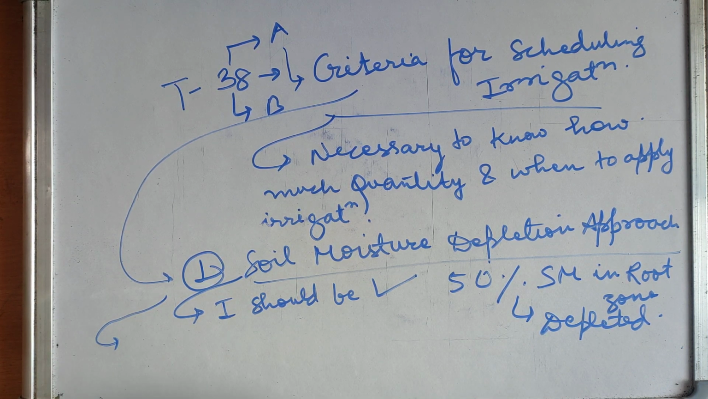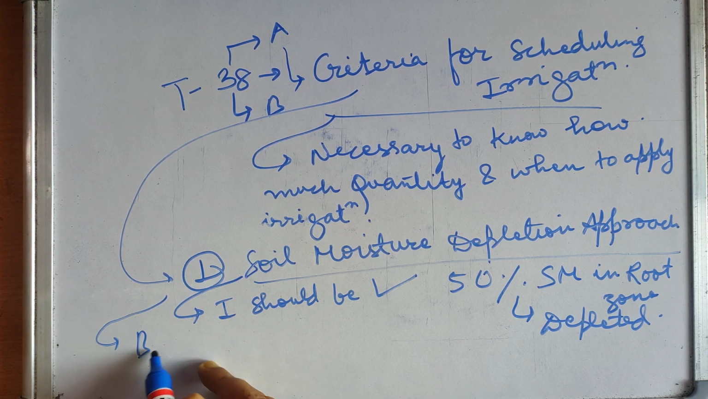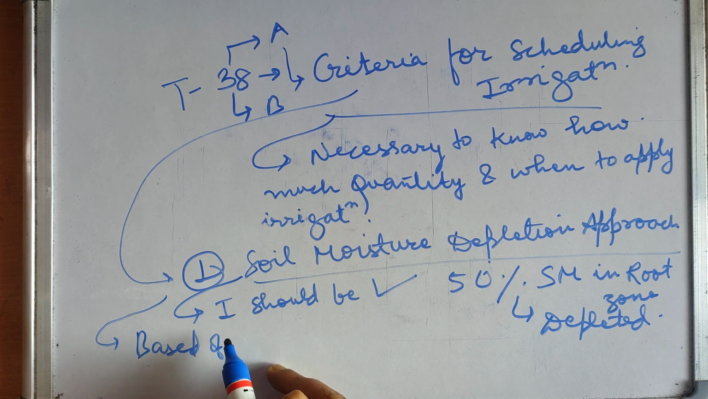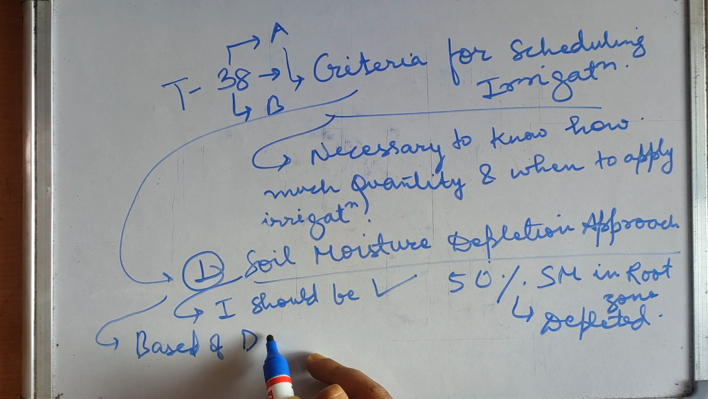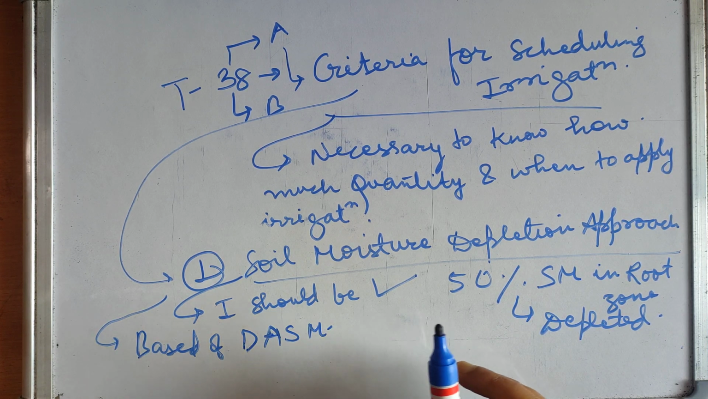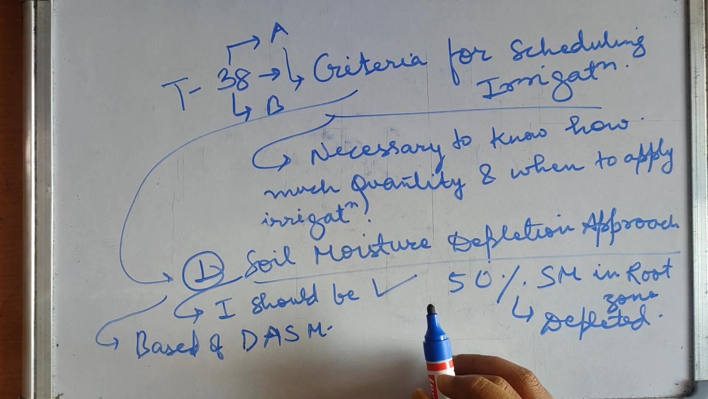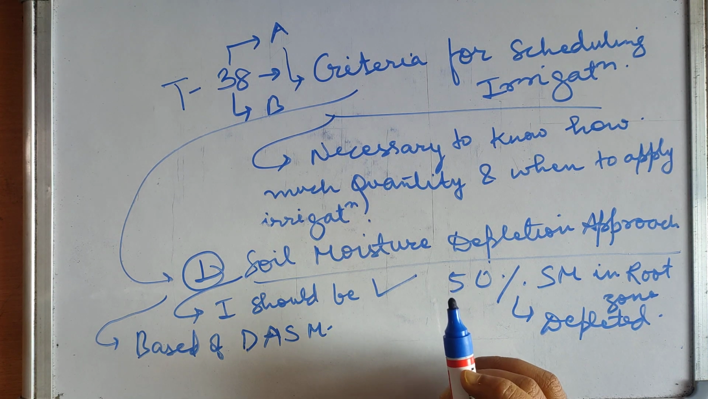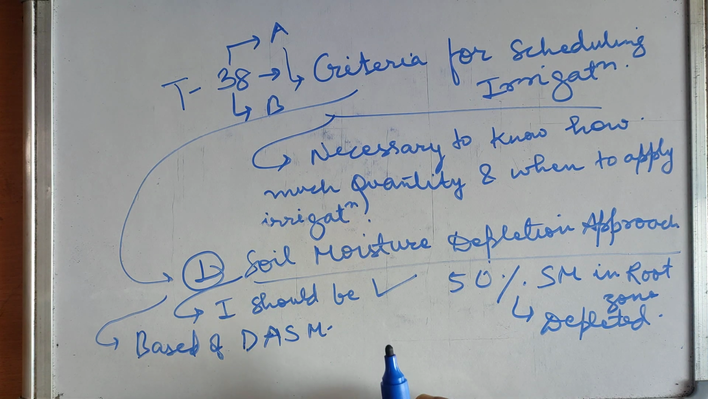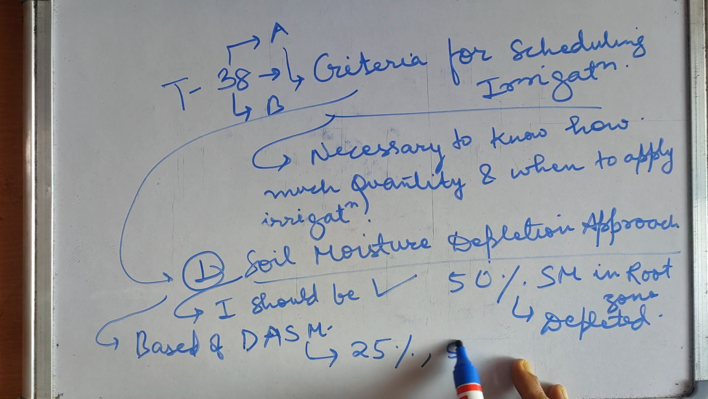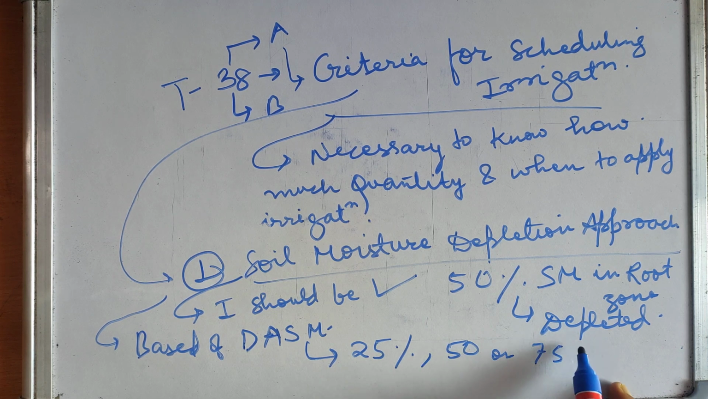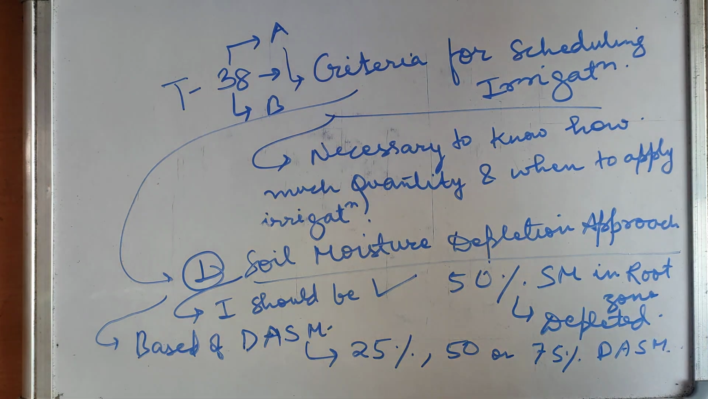Based on allowable depletion in soil moisture, irrigation can be scheduled. Depletion allowable in soil moisture: we can irrigate our crops or schedule our irrigation at 25%, 50% or 75% DASM. I hope you all understand this.